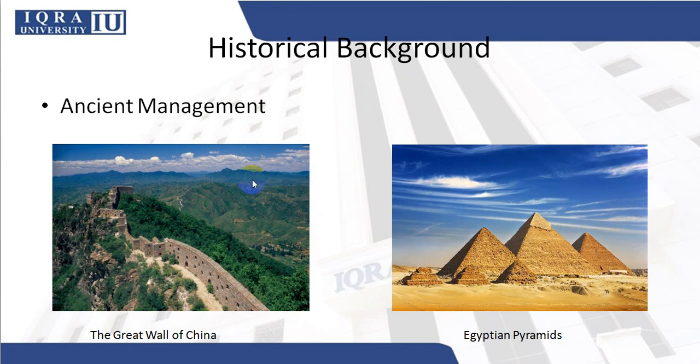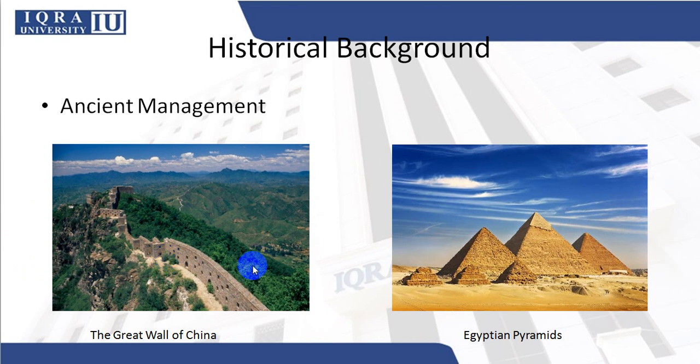Okay, so let's begin with the historical background. Let's talk about ancient management. I have placed these two pictures in front of you. Number one is the Great Wall of China, and the second one is the Egyptian pyramids. They are proof of projects of tremendous scope, employing tens of thousands of people. If we look at the scope of these projects, it is tremendous. They required lots of material and labor force, and a great mindset. That's why we can see the great projects that were executed.